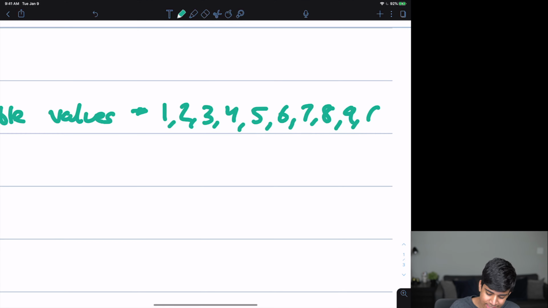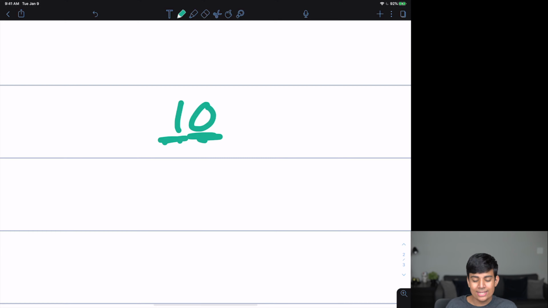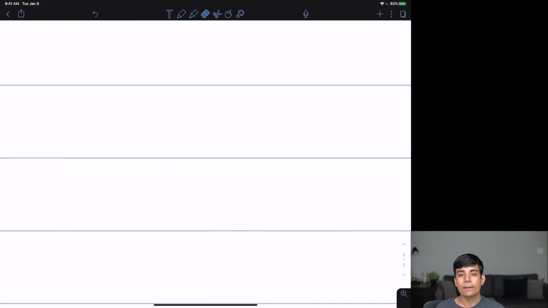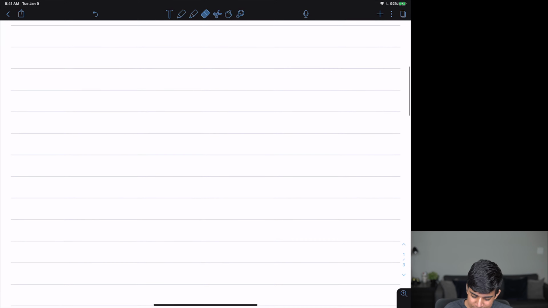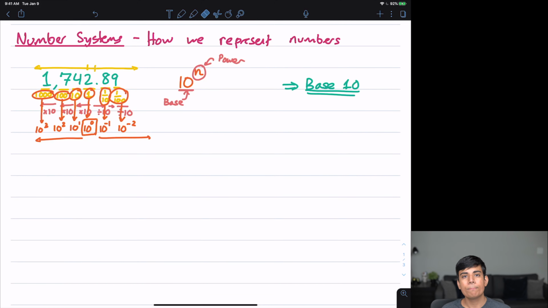9, and 0. And it's not 10, because if I take the number 10 right over here, well, the number 10 is really 2 places. So you have a 1 in one place and a 0 in another. So 10 doesn't exist when I'm talking about the 10 possible values that can actually be placed within each place in the number. So now I have this over here, and I have this base 10 number system.